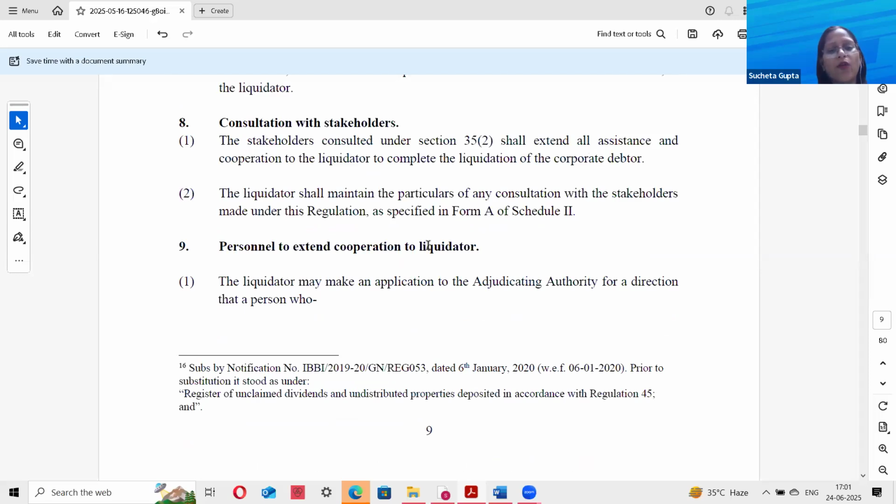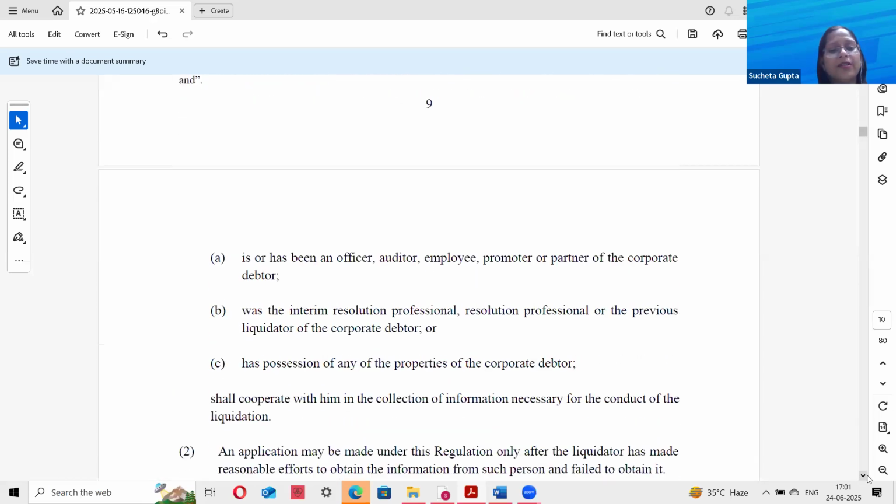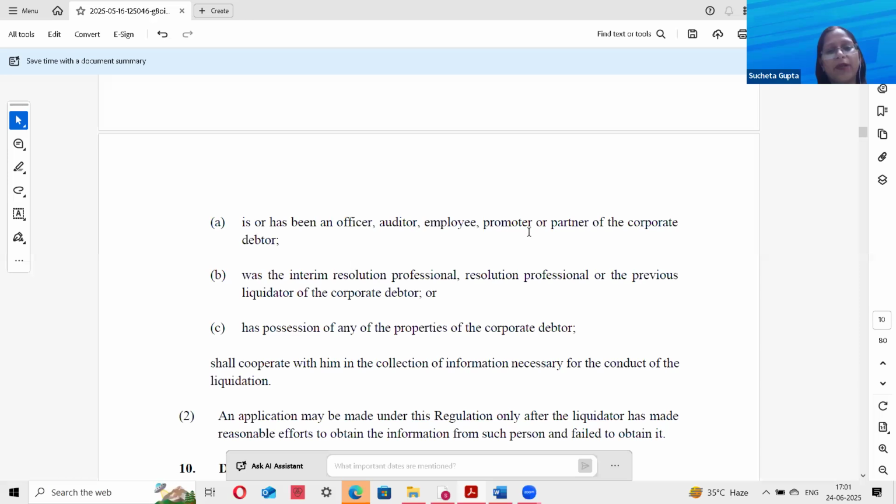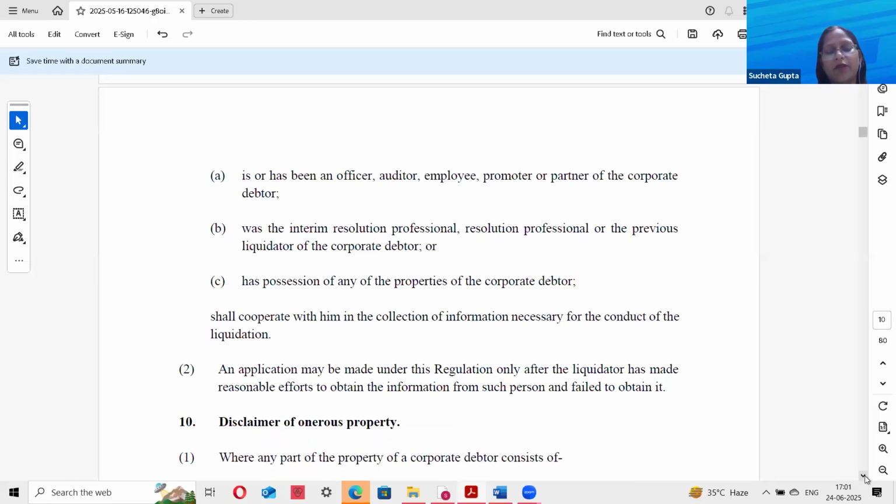Now, a person who fails to extend the cooperation to the liquidator, the liquidator may make an application to the adjudicating authority for a direction that a person who is or has been an officer, auditor, employee, promoter, or partner of the CD, or was the interim IRP, RP, or previous liquidator of the CD, or has possession of any of the properties of the CD, shall cooperate with him in collection of the information necessary for the conduct of the liquidation. An application may be made under this regulation only after the liquidator has made reasonable efforts to obtain the information from such person and failed to obtain it. So, is there any change required in these regulations?